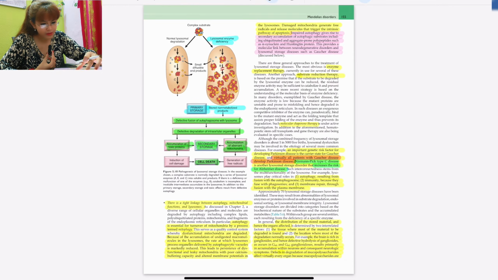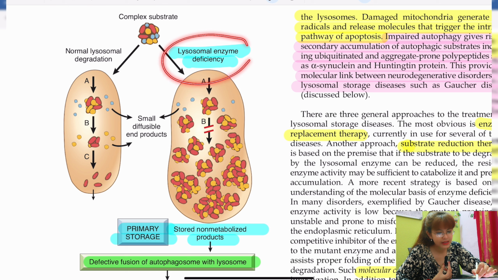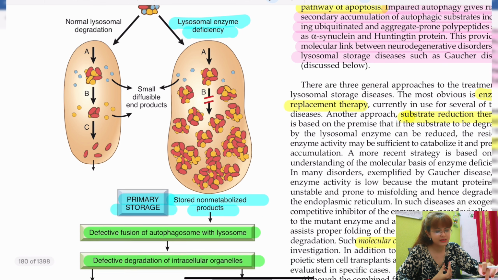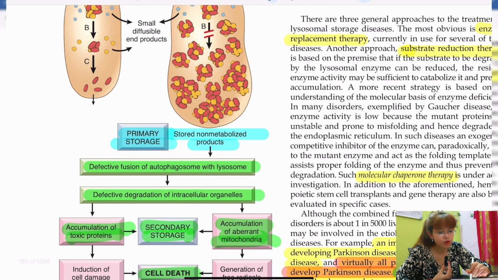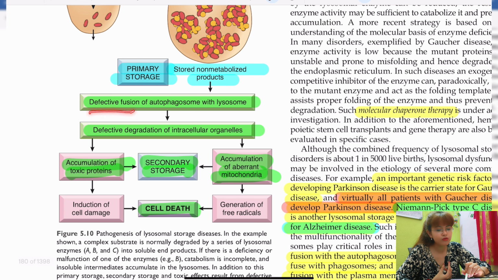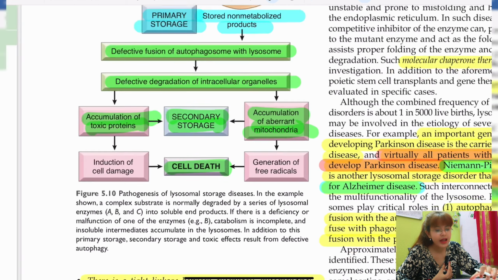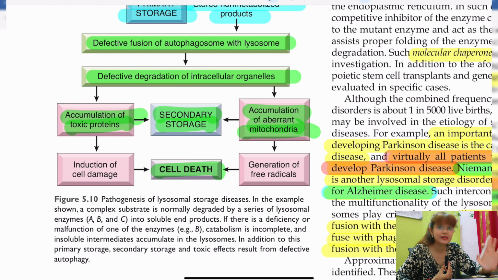If you look at this diagram, basically whenever there is lysosomal enzyme deficiency, this complex substrate is not getting digested, and therefore it is stored in the lysosome. There are stored non-metabolized products. This is the primary storage, and because of this there is defective fusion of autophagosome with the lysosome. There is defective degradation of the intracellular organelles, and now these intracellular organelles are also getting accumulated along with the complex macromolecules. This is the secondary storage, because of which there is accumulation of aberrant or dysfunctional mitochondria and accumulation of toxic proteins, ultimately all of which leads to cell death because of generation of free radicals and cell damage.